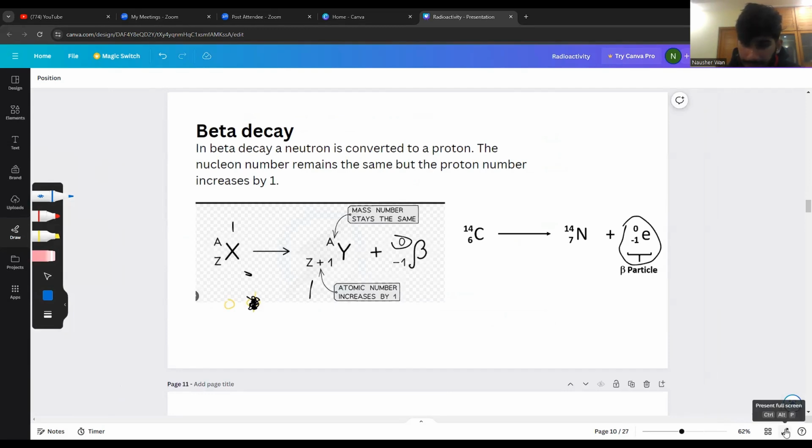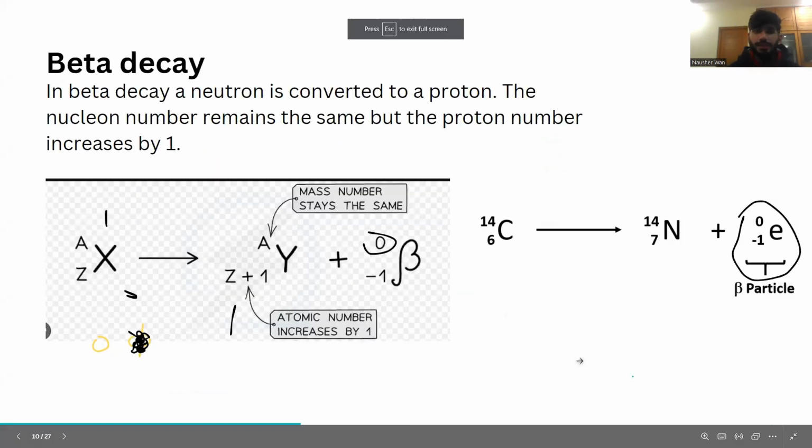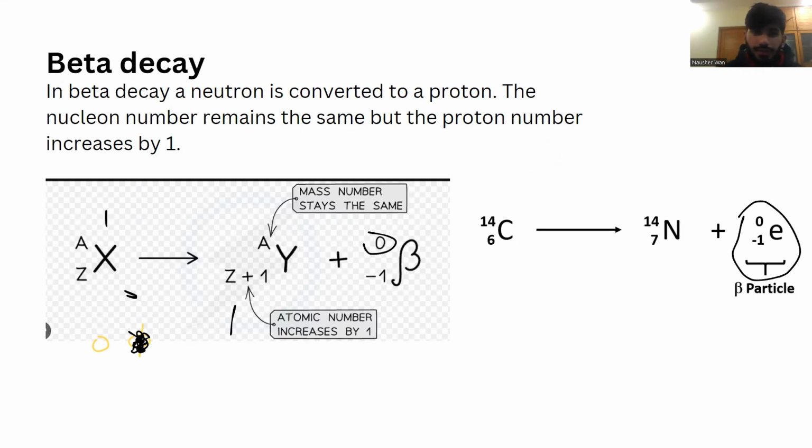All right. The second type of decay that we need to know is beta decay. Now, in beta decay, a neutron is simply converted into a proton. So the nucleon number stays the same, but the proton number actually increases by 1, because, again, one neutron is being converted into a proton. So if you look at this example over here, this is a general formula for your beta decay. You're going to increase the proton number by 1, and you're simply going to write the beta decay that is happening over here.